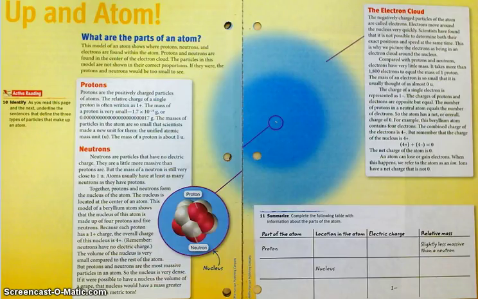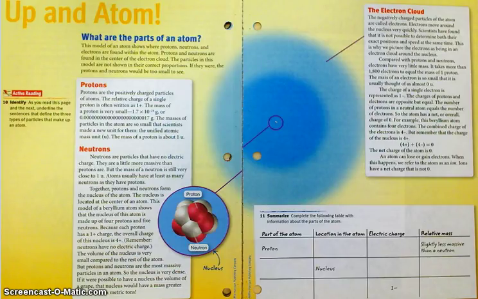All right, neutrons. Neutrons are particles that have no electric charge. They are a little bit more massive than protons are, but the mass of a neutron is still very close to 1 U, or 1 AMU. Atoms usually have at least as many neutrons as they have protons. Together, protons and neutrons form the nucleus of the atom. The nucleus is located at the center of the atom.